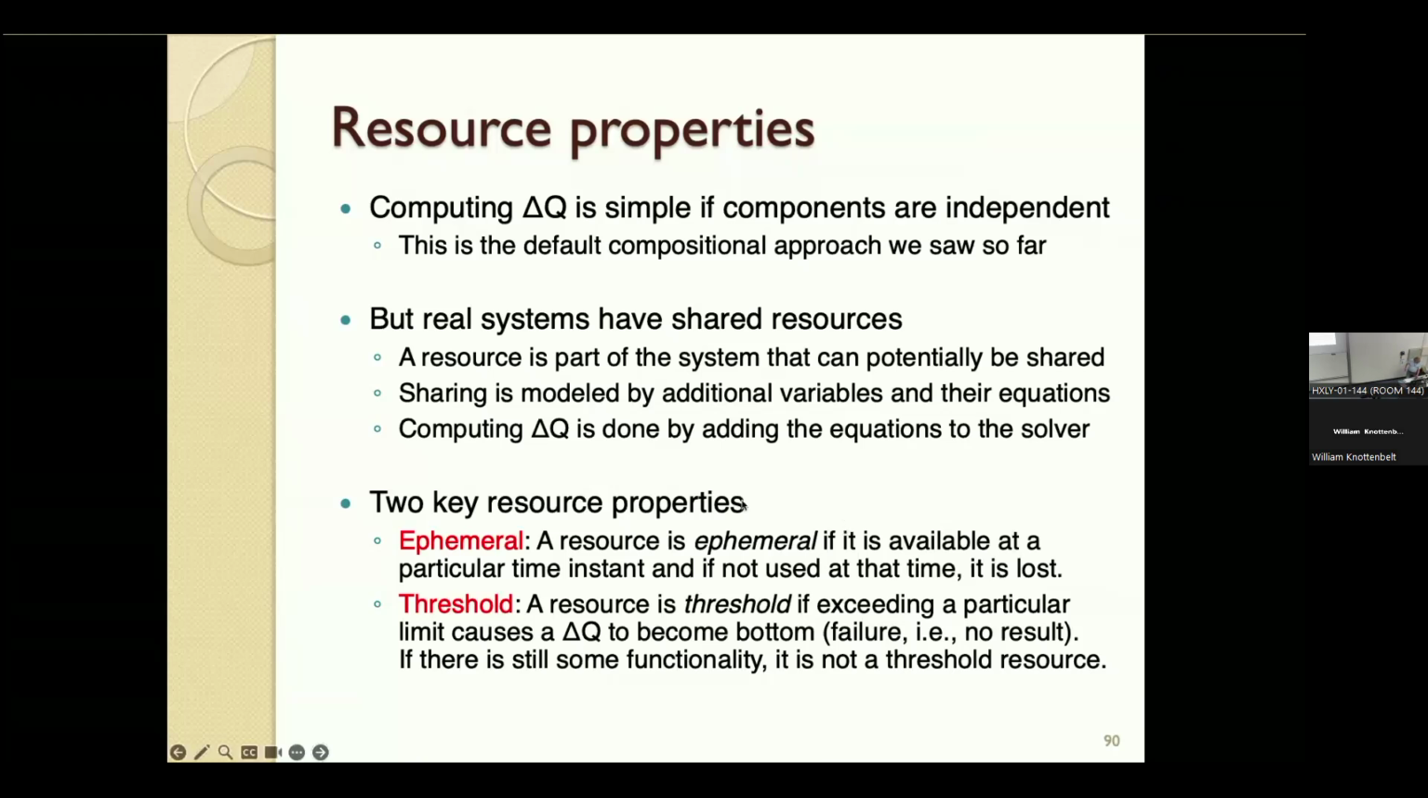Okay, so let me first talk about different kinds of resources. So there are different kinds of resources that need different kinds of modeling. So it's important to understand how they work. And there's 2 properties of resources, 2 axes in fact. So that gives 4 possibilities. So first of all, a resource can be ephemeral or not, and a resource can be a threshold resource or not. So an ephemeral resource is a resource available at a particular time instant, and if you don't use it at that instant, you lose it, okay?